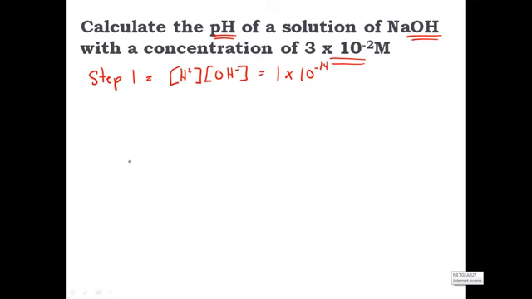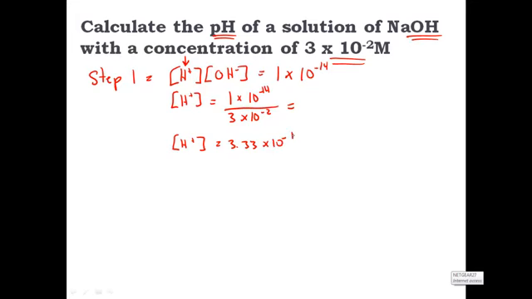That's always going to be part of my first step: use that equation to solve for my H plus ion concentration. When we rearrange this, as we saw before, the H ion concentration is going to be equal to 1 times 10 to the negative 14th divided by my hydroxide ion concentration, which the problem tells us is 3 times 10 to the negative second. Once I crunch those numbers of 1 times 10 to the negative 14th divided by 3 times 10 to the negative second, I find out that the hydrogen ion concentration is going to be equal to 3.33 times 10 to the negative 13th.